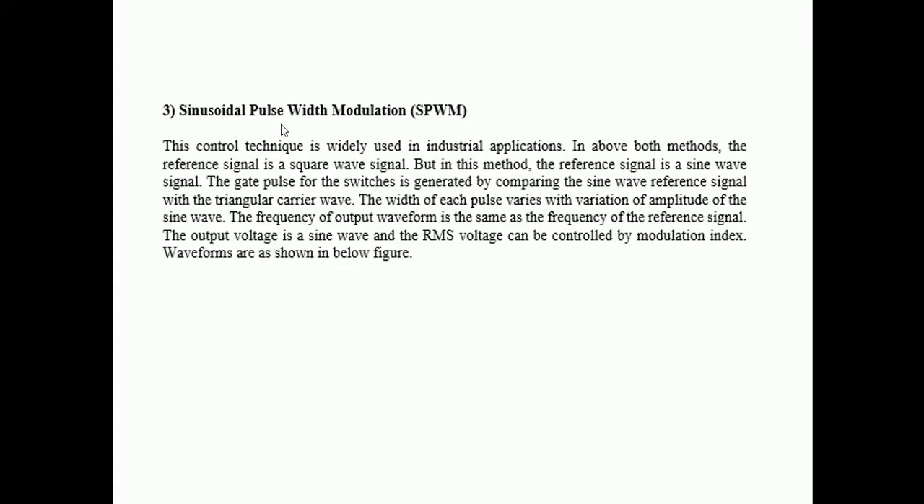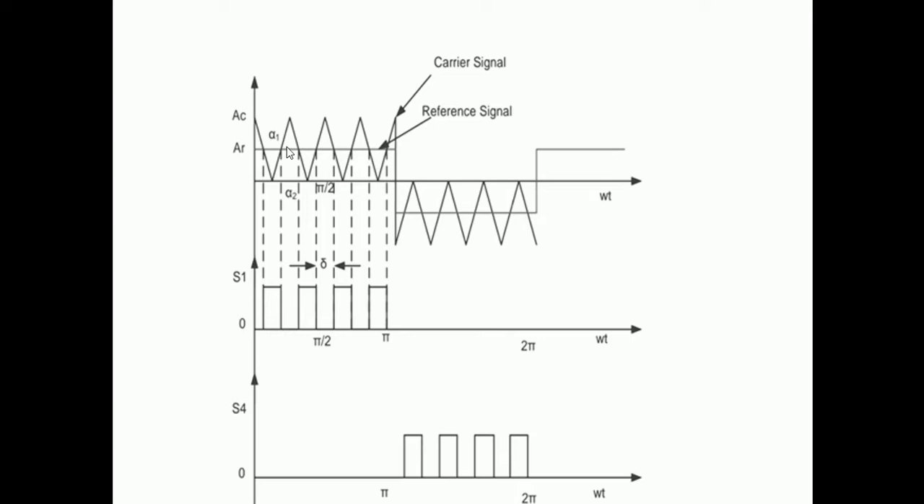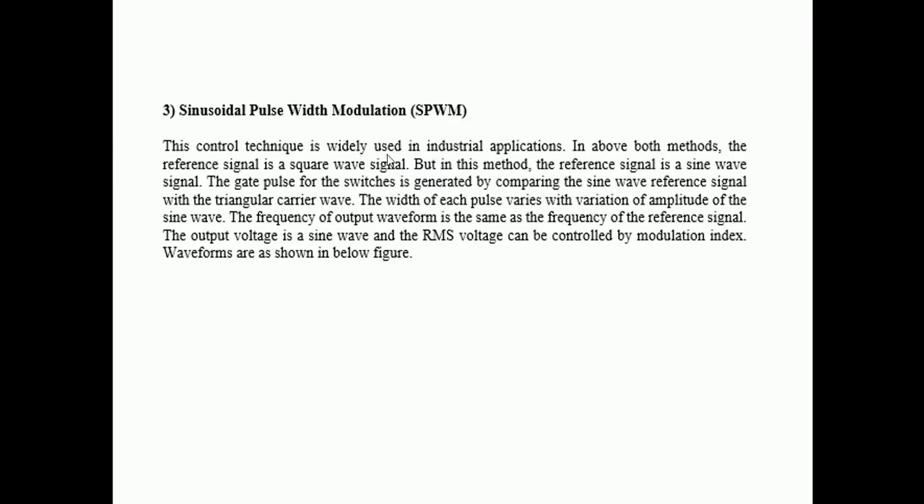So the third is the sinusoidal pulse width modulation, SPWM. This is the most popular technique. This control technique is widely used in industrial applications. In the above both methods, the reference signal is a square wave. So in the previous methods, we saw that the reference signal is a square wave, but in the sinusoidal pulse width modulation, the reference signal is a sinusoidal wave.